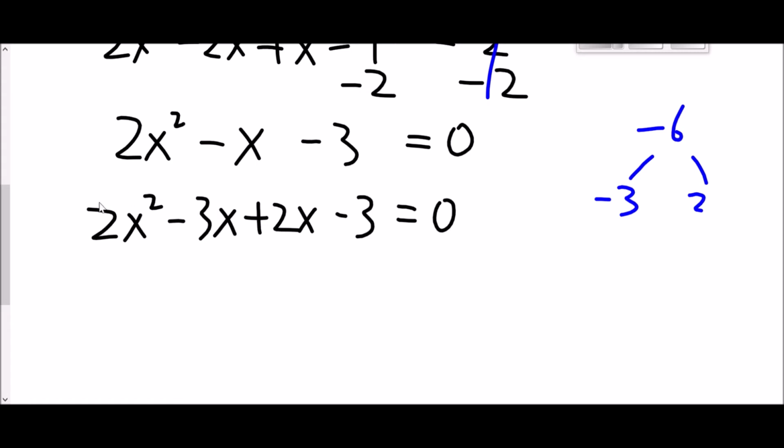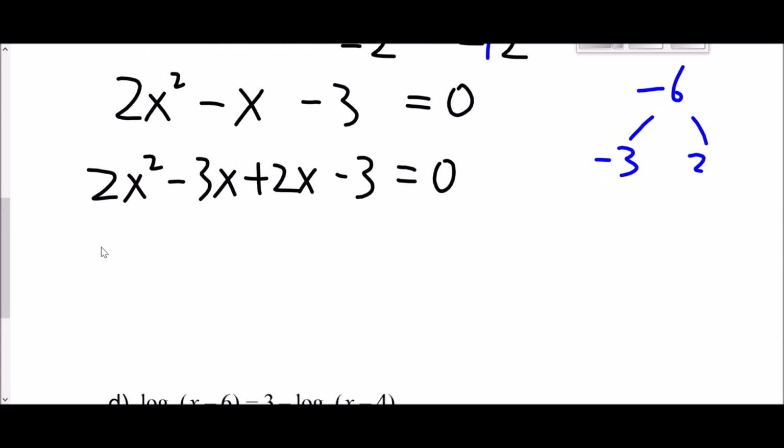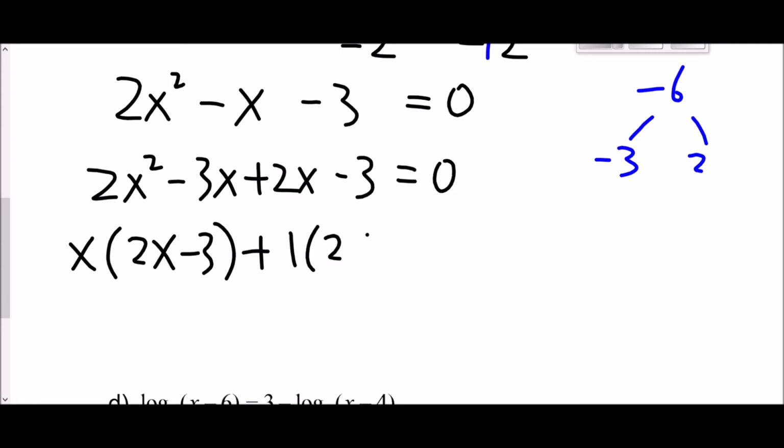Okay, then look at the first two terms and then look at the last two terms. Look at the first two terms first. See if there's any common factor. You should see one, which is x. So factor out the x. So that gives you 2x minus 3. And then if you look at the last two terms, yes, there's no common factor, but can we write that as this? 1 times 2x minus 3.